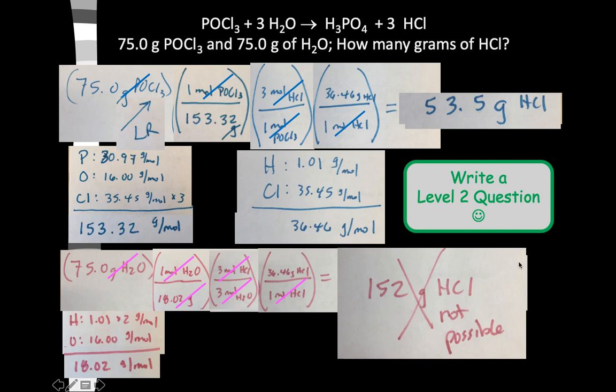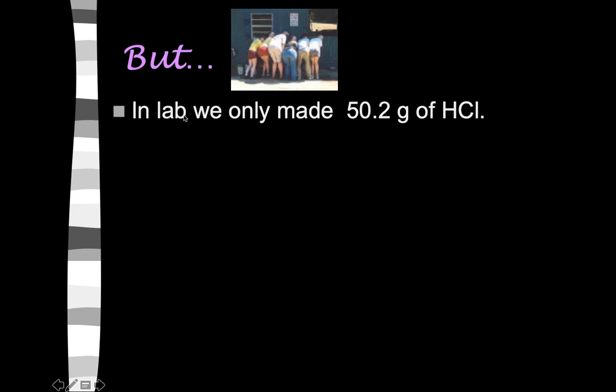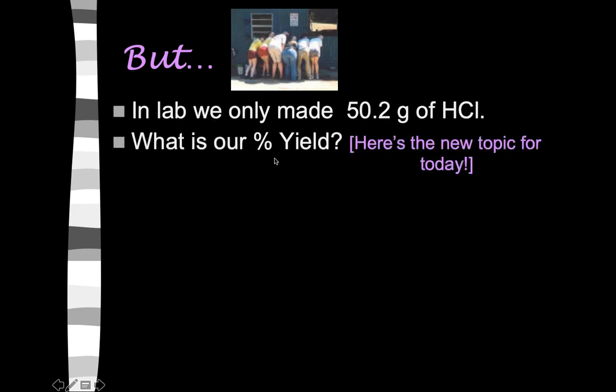Okay, so now we've got our limiting reactant and we have our theoretical amount of grams of HCl that should be produced in the lab. But when we did the lab, we only made 50.2 grams of HCl. All right, so what is our percent yield? Here, finally, this is the new topic for today.